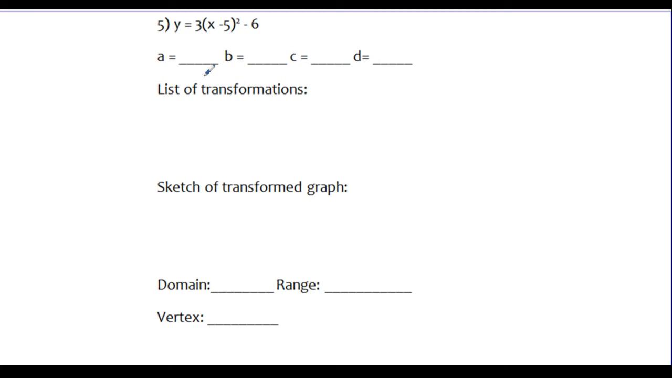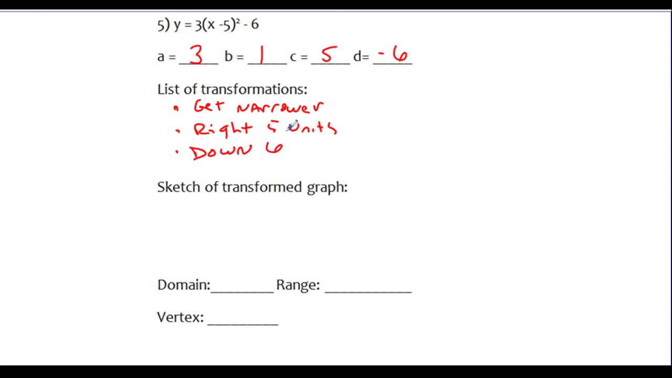Okay, problem number 5. We're going to say A is 3, B is 1, C is 5, D is -6. The transformations are getting narrower because of the A value. Okay. We are moving to the right by 5. Okay. And we are moving down by 6. Okay. So that's all we have to do. Remember, B didn't change anything. We listed everything. There's no reflection because A didn't become negative.